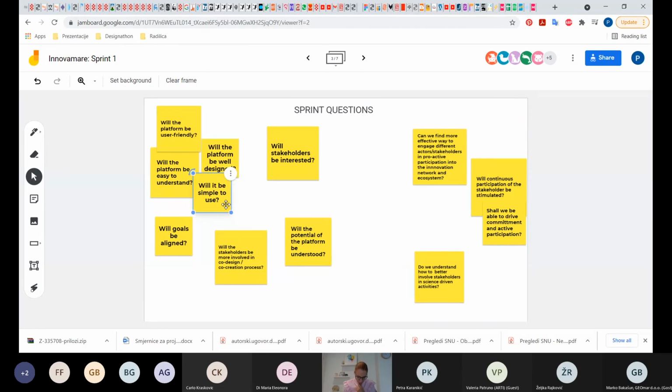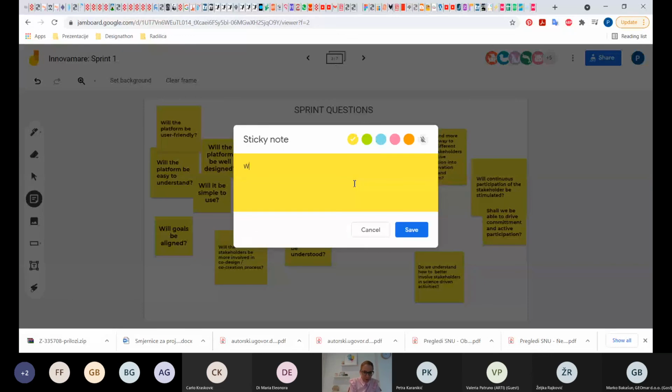Also, you mentioned the prerequisites because this didn't come up before. And we said we will phrase it. Shall we have basically human resources to manage the platform?